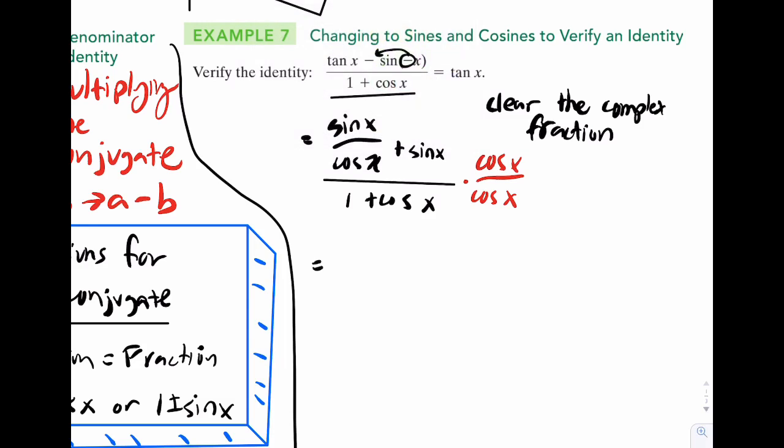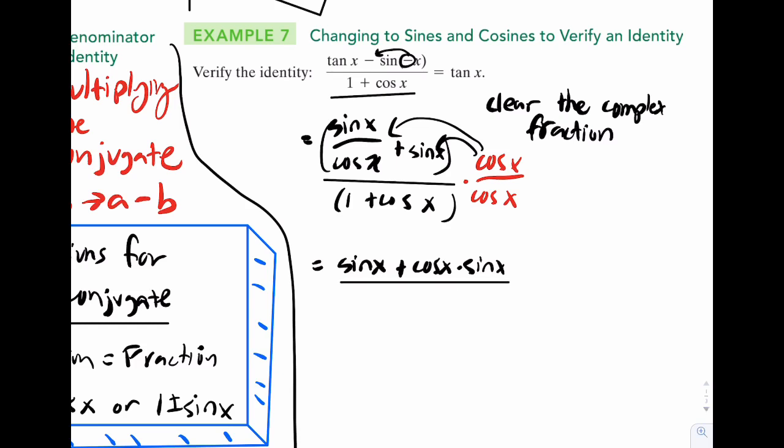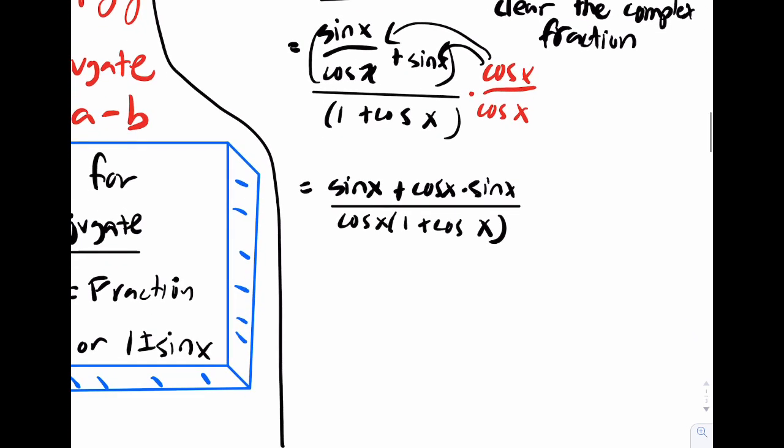Let's drop our equal sign. So be careful when you do this, make sure you distribute to everything. So the top is going to be sine, the cosine should cancel there, plus cosine times sine. And the bottom is going to be cosine 1 plus cosine. Again, you could multiply that, but don't. You're expecting it to cancel, so leave that factored.